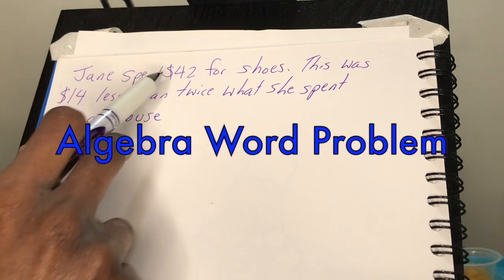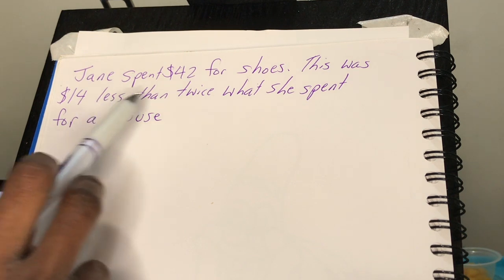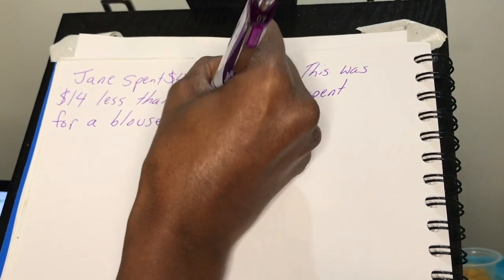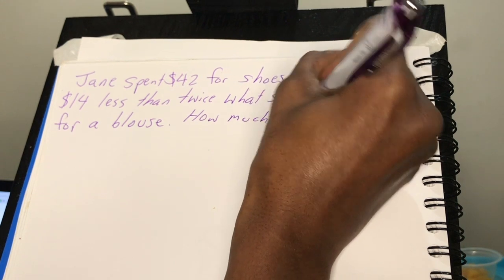So Jane spent $42 for shoes. This was $14 less than twice what she spent for a blouse. And the question is, how much was the blouse?